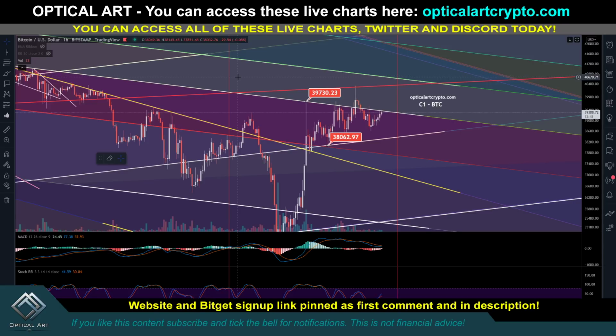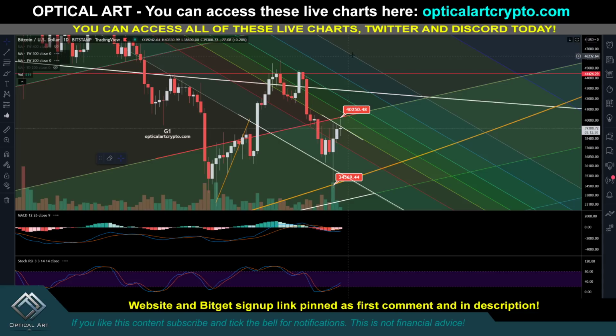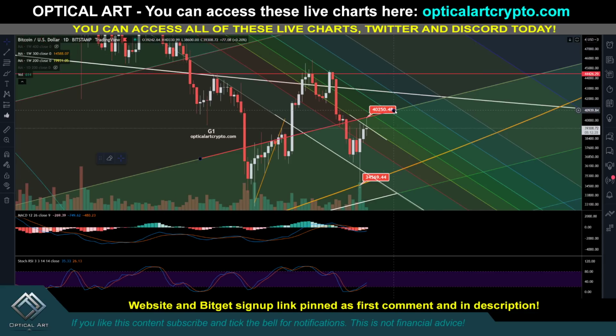So what I did was, I have a vertical line here at the 23rd of February at 0 hours, and this one right here is the 27th at 0 hours. The reason I'm doing this is because you can see this red trend line. This has been a very key support and resistance level. This red trend line right here that we've been respecting for a while is a very key support and resistance level.